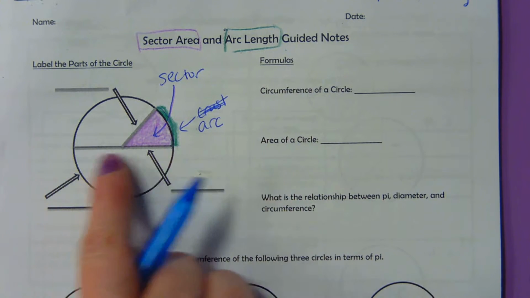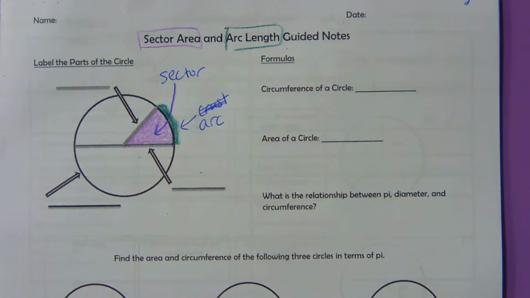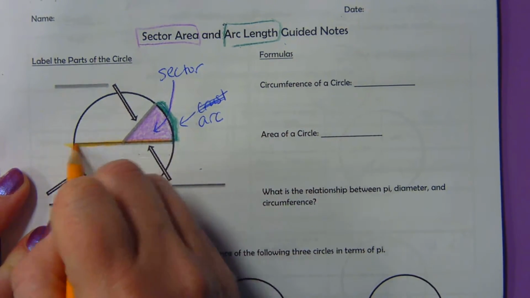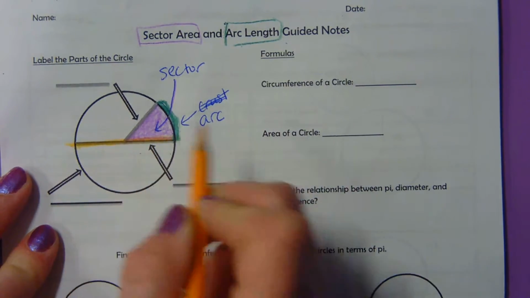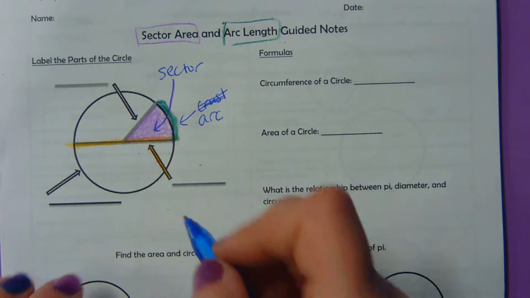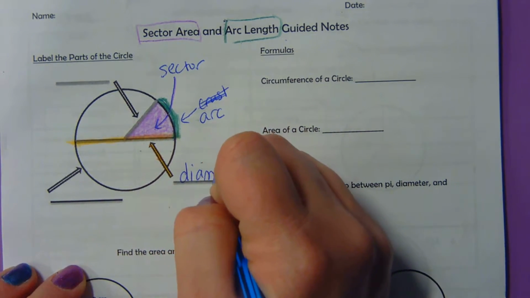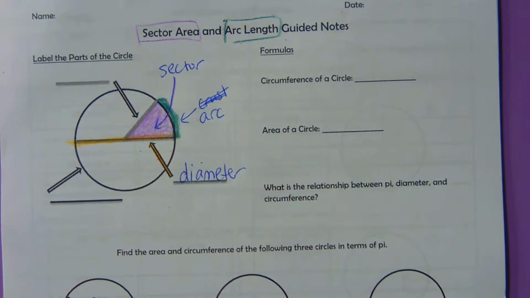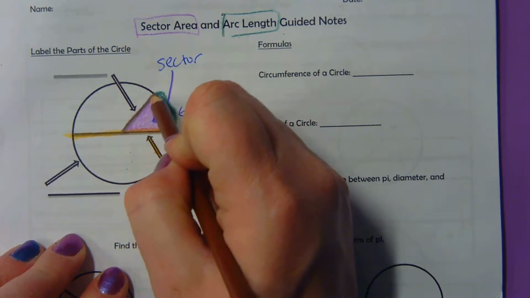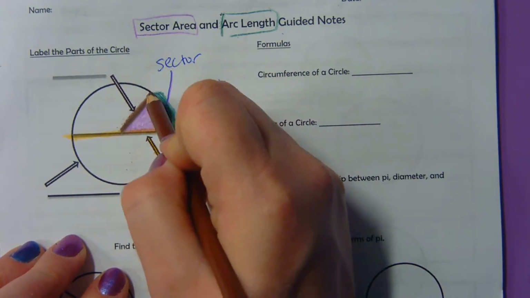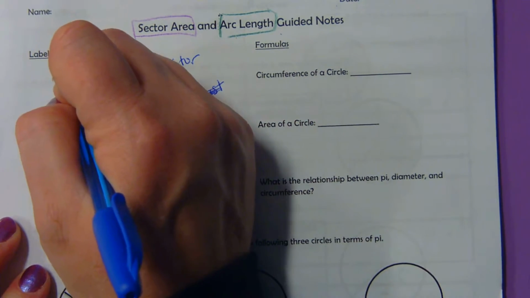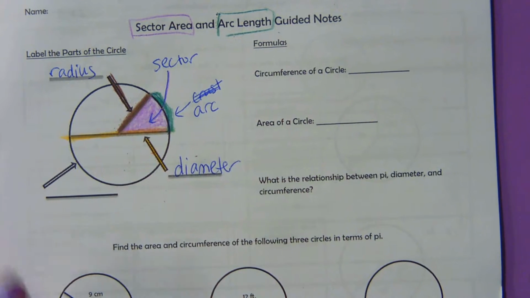And the other things we have in here, we'll have to use at some point. All the way across this circle, do you remember what it's called? The line we call a secant, but this part, did you guess it? Diameter. And then this part right here, from the center to the circumference, is half of your diameter. It's your radius. Did you guess that?